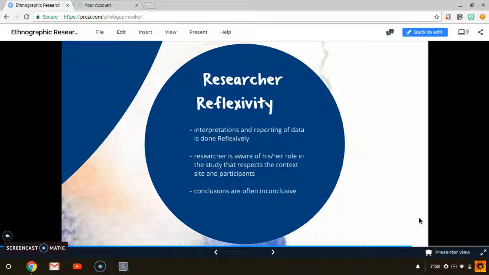Because ethnography is reliant on the researcher as the instrument for data analysis, the interpretations and reporting of the data has to be done reflexively. This means that the ethnographer needs to be aware of and openly discuss his or her role in the study in a way that honors and respects the site and participants. The ethnographer recognizes and identifies their point of view and that it is not the authoritative view. The conclusions made by ethnographers are often inconclusive and can lead to new questions.